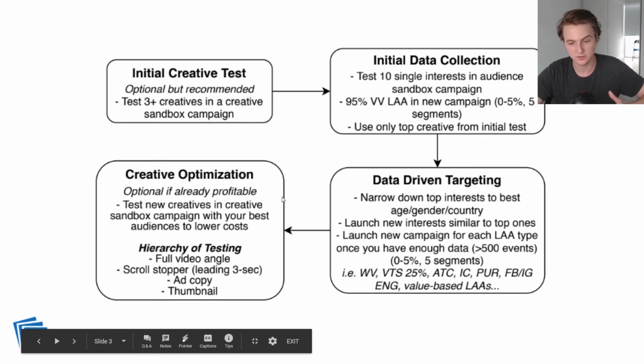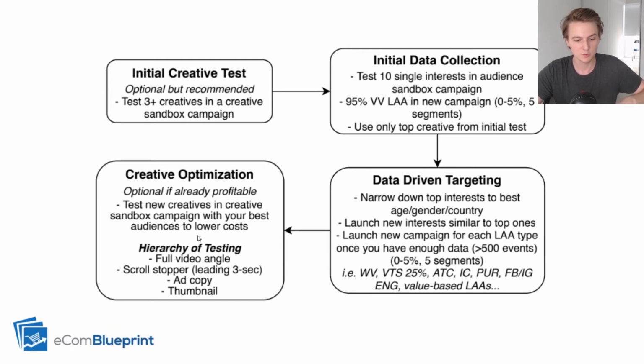And so what you want to do is use the top audiences from this phase here to test new creatives and to optimize your creatives. And so you want to do this using creative sandbox campaigns, the same way that I showed you the initial data collection test. You want to set up a creative sandbox campaign and target your best audiences, your best lookalike audiences, for instance, and then just test new creatives and see what gets you the lowest costs for the cost per unique view content, cost per unique add to cart. And then this will dramatically lower your ad costs.